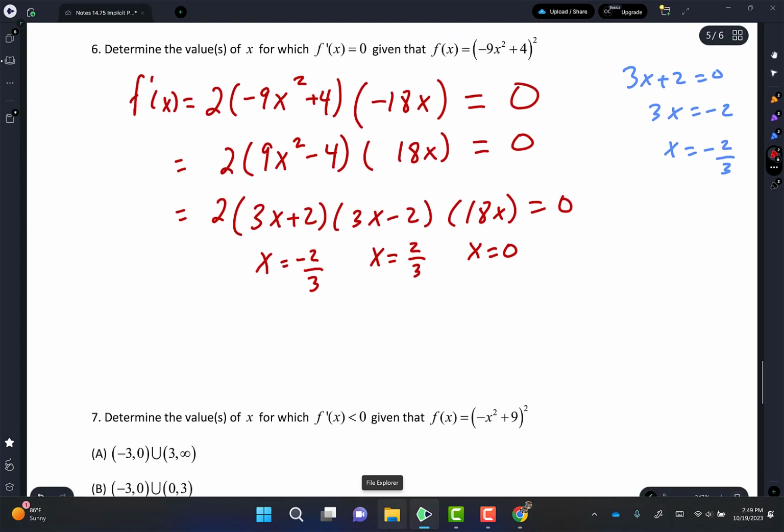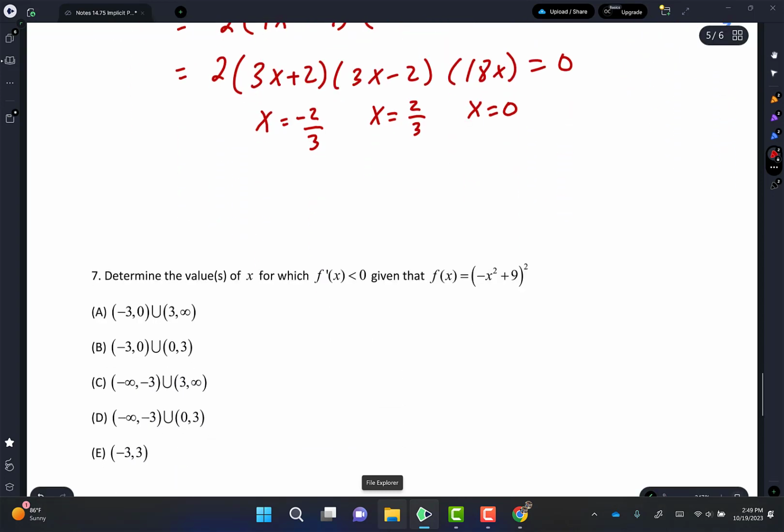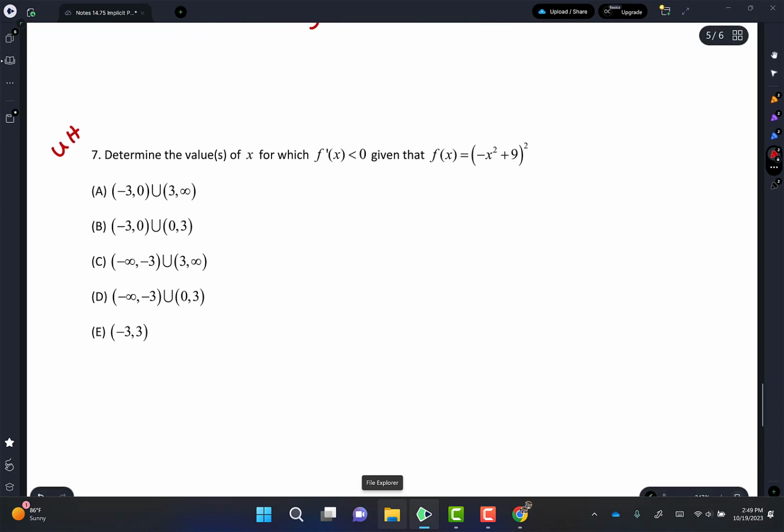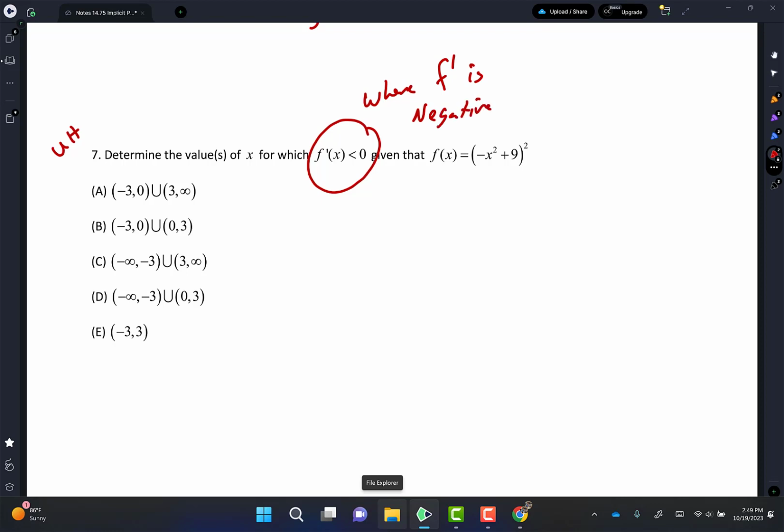Notice, oh man, I thought I did the same one by design. Okay, that's no big deal. This is probably coming from a test, guys. All right, it says determine the values of x for which the derivative is less than 0. This means where the derivative is negative. Where f prime is negative. That's how you say it with math. Less than 0 means negative. Given that f of x equals that.